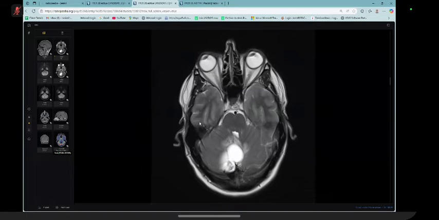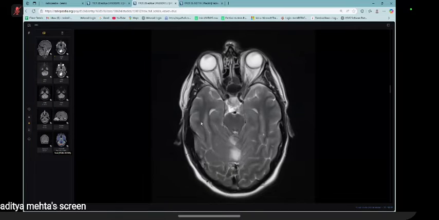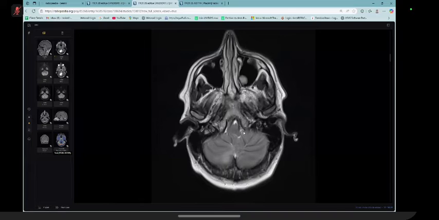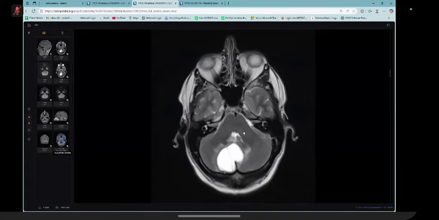The patient is adult, 45 years of age. What are the differentials, please? Directly, let's go to the differentials and management directly.